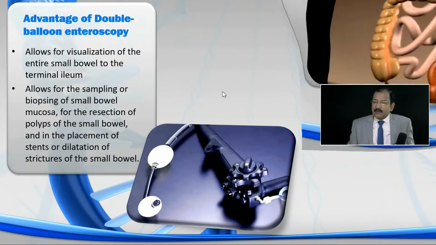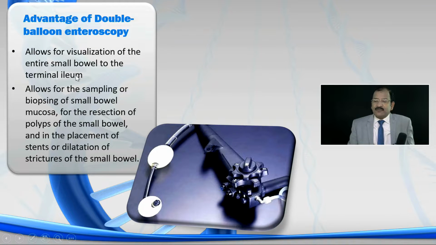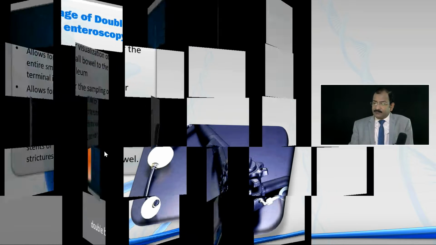The indications are: visualization of the entire small bowel up to the terminal ileum, sampling or biopsy of the small bowel mucosa, resection of polyps in the terminal ileum, and placement of a stent. Sometimes, if you have done a Billroth 2 type enterotomy, it is used for stricture dilatation also. The stricture can be dilated with the balloon. Or if you did a Meckel's diverticulum resection and cut more and there is a stricture, you can go and dilate it also. So these are very good indications of double balloon endoscopy.